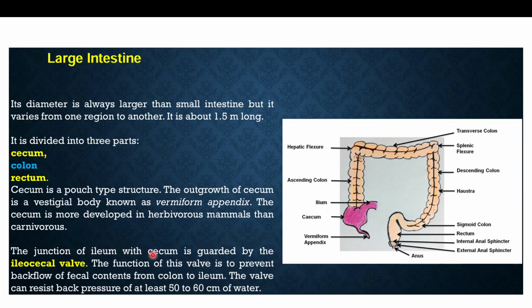The junction of the ileum with the cecum, this part here. The ileum is part of the small intestine. So the junction of the ileum with the cecum is guarded by the ileocecal valve, and the function of this valve is to prevent the backflow of fecal elements from the colon to the small intestine, the ileum. The valve can resist back pressure of at least 50 to 60 centimeters of water.